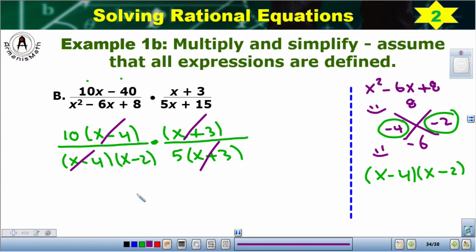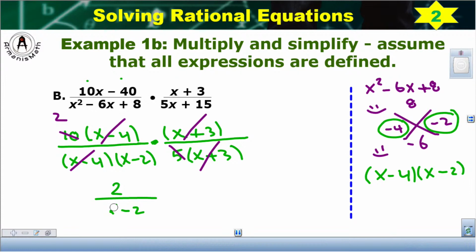Oh, how about the 10 and the 5? Well, you still could do that. The 5 goes into itself one time, and the 10 is twice the 5. So basically at the top, I've got 2, and at the bottom, I've got x minus 2. So the answer is 2 over x minus 2.